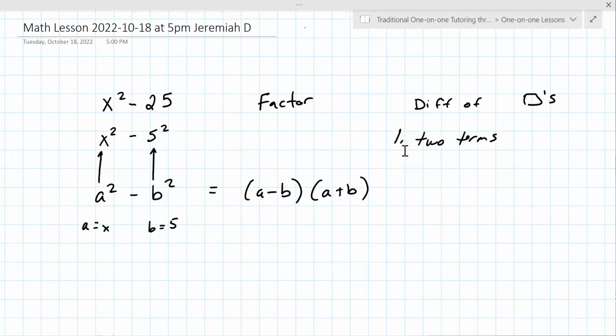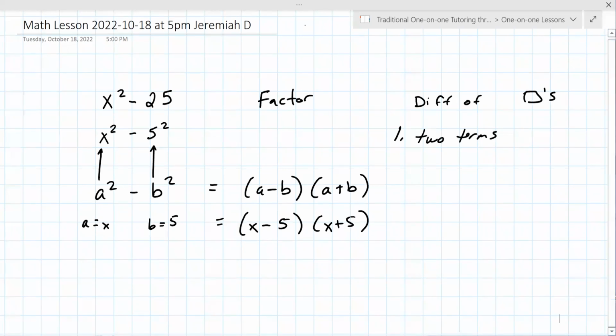So what you have to be able to do is figure out the a and the b, because once you know the a and the b, you can write it as x minus 5, x plus 5. Now, the most common mistake students make is they don't identify the correct a and b. They make b 25, but it's not 25. It's the number that you're squaring. So we're going to focus on that for a couple of examples here.